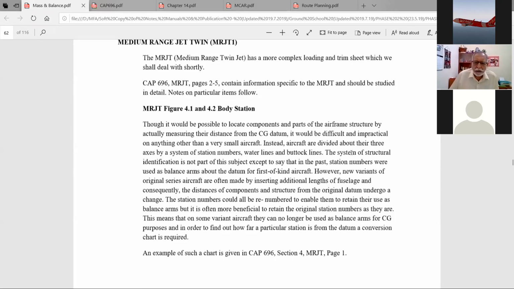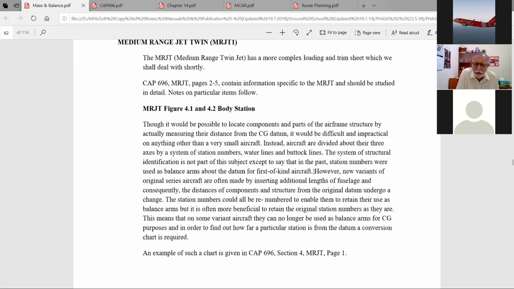Now, the system of structural identification is not part of this subject, except to say that in the past, station numbers were used as balance arms about the datum for the first kind of aircraft. So when the designers design a particular aircraft, it is called a prototype, the original design, and station numbers are given for that. What happens is, after a certain number of flying hours on that aircraft, certain modifications are made and the aircraft is changed. Though the basic structure remains the same, additional portion of the fuselage is added.